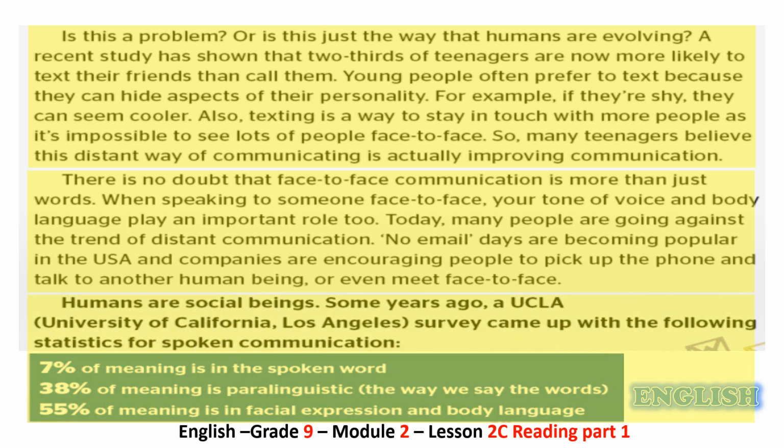Humans are social beings. Some years ago, a UCLA, University of California, Los Angeles survey came up with the following statistics for spoken communication. 7% of meaning is in the spoken word. 38% of meaning is paralinguistic, the way we say the words. 55% of meaning is in facial expression and body language.